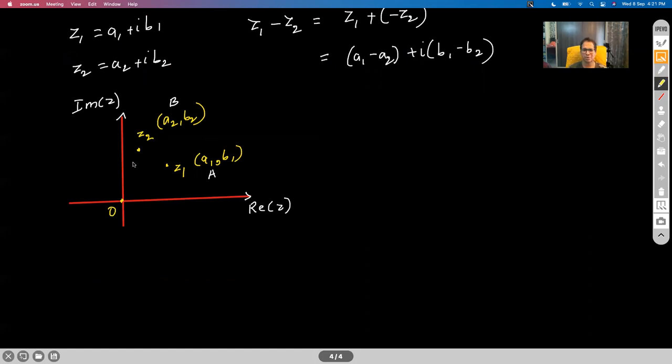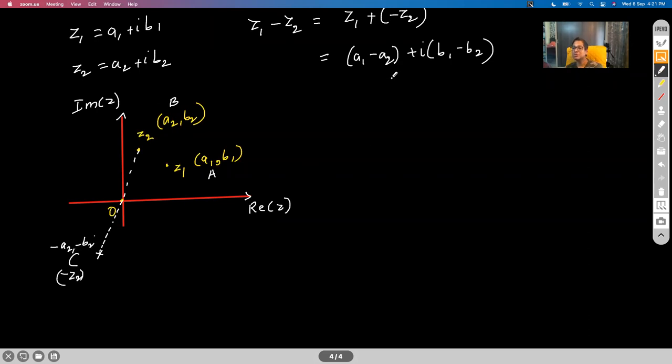Right. Reflect Z2 about the origin. Exactly. So if you reflect this point about the origin, like this, here, exactly a mirror image about the origin, you'll end up getting a point. Let's say I call this point C. This point C is your negative Z2, okay? And as a matter of coordinates, it will be minus A2, minus B2, okay?